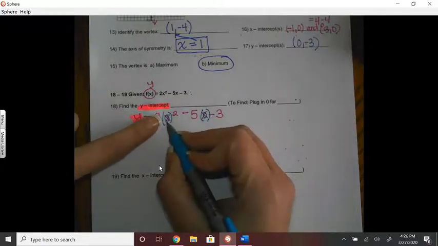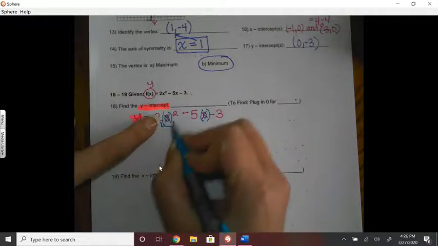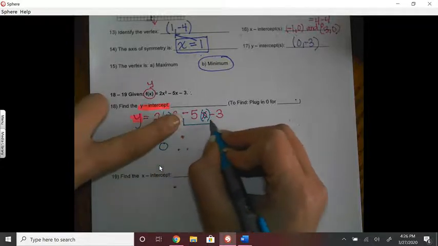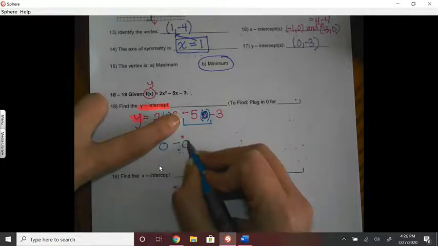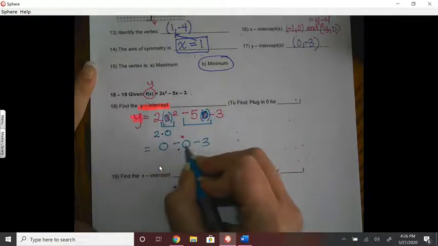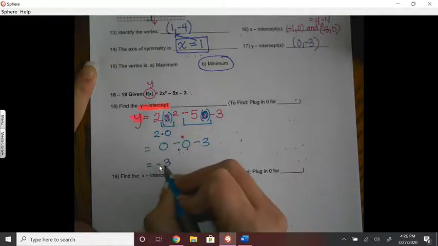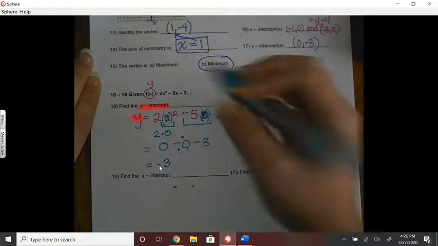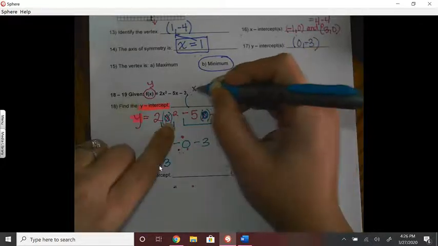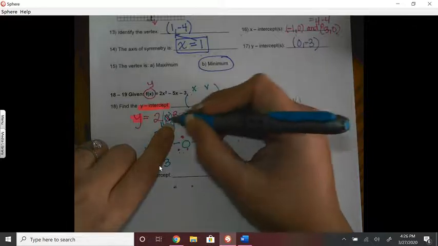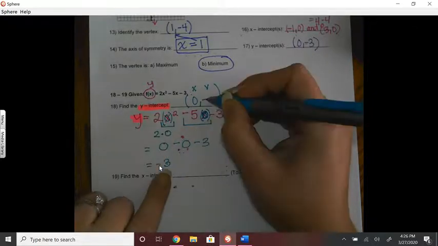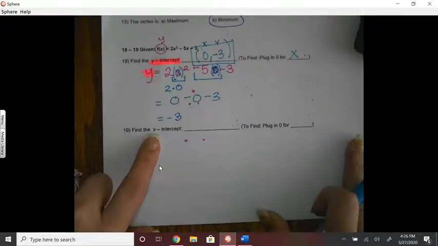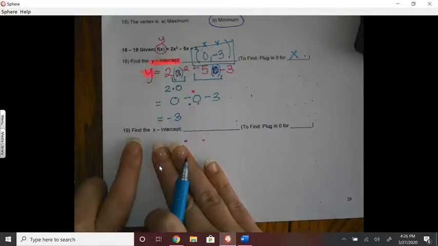So then we do our order of operations. 0 squared is 0, times 2, that's 0. And then negative 5 times 0 is 0. And then we get 0 minus 3, that's just negative 3. So to find this, we plugged in 0 for all the x's, and we get the ordered pair. Remember, x goes first and then y. The x value we plugged in was 0, and we get out a negative 3. So that is our y-intercept. Now we're going to do the x-intercept.